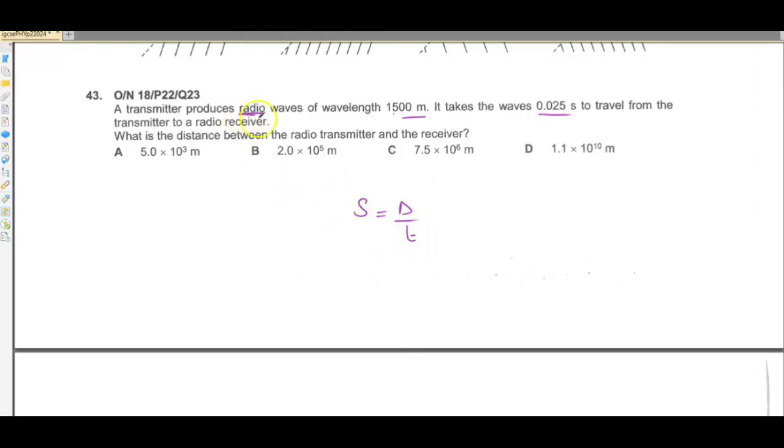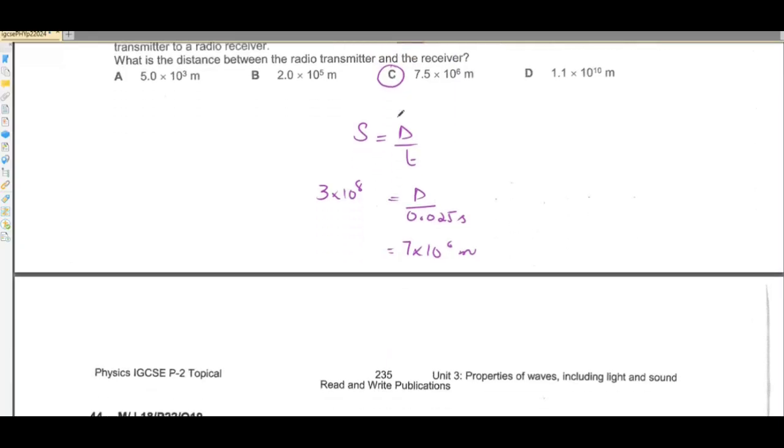We know that radio waves are there, so they've not given us the speed. We can write it ourselves. We know that speed is equal to distance over time. The distance we have to find and time is 0.025 seconds. So when we multiply 3 into 10 raised to the power 8 with 0.025, the answer that we get is 7.5 into 10 raised to the power 6 meters. So this is the distance. So always watch out for these. Not everything has to be used in solving the question. Sometimes it's just there to confuse you guys.